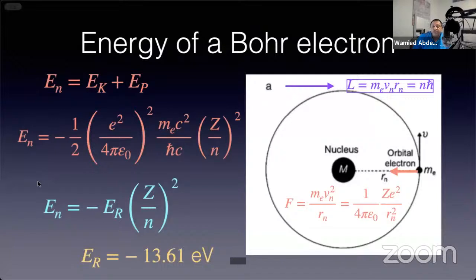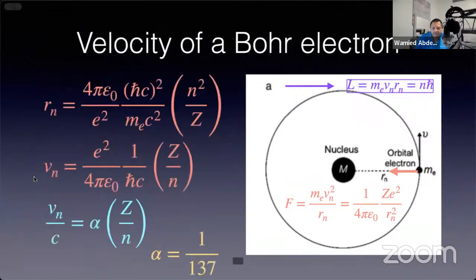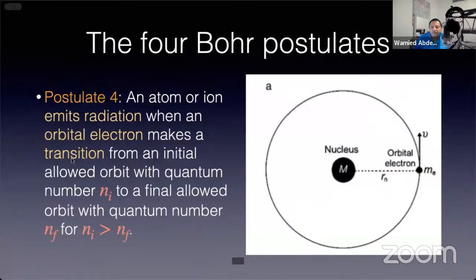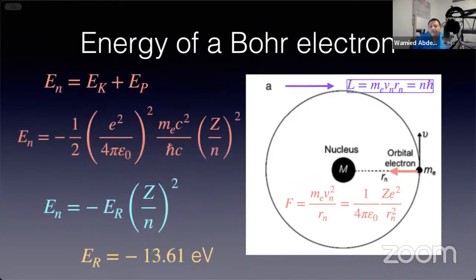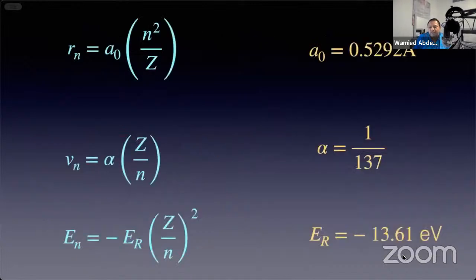So now we can use this energy formula to start to validate the Bohr model, because based on Bohr's postulates, if we go back, the fourth postulate is that radiation will be emitted when an orbital electron makes a transition from one orbit to another orbit. So this is the formula for the energy levels for Bohr. This is just a summary of what we have discussed so far.